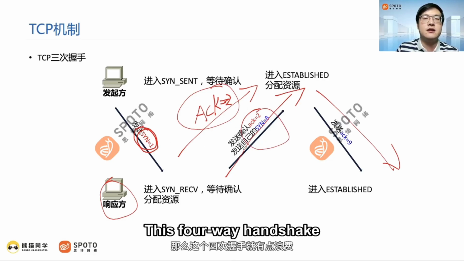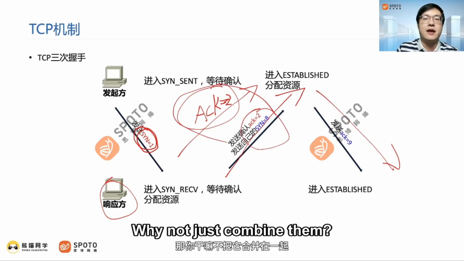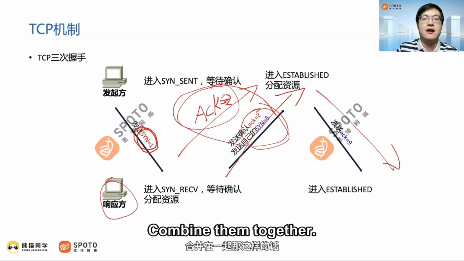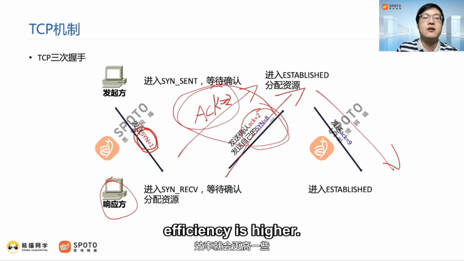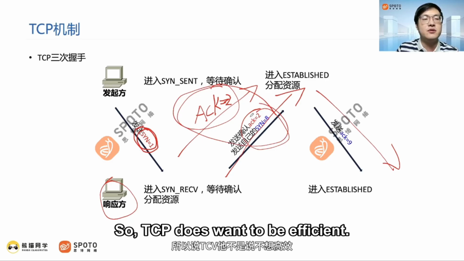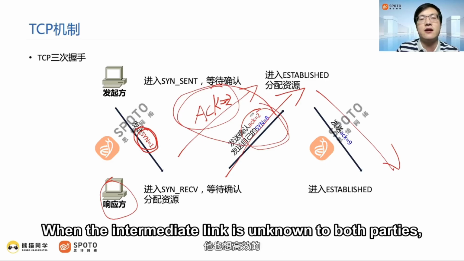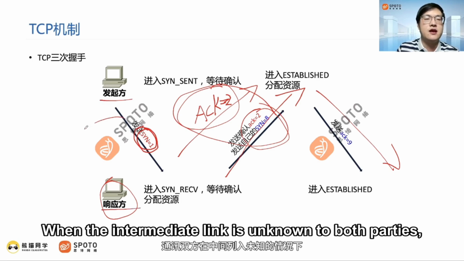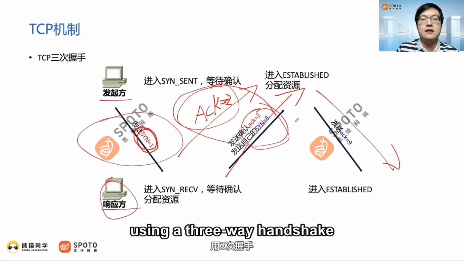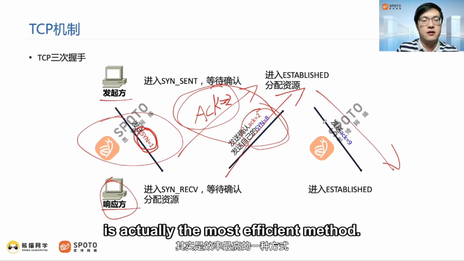This 4-way handshake is a bit wasteful, right? Why not just combine them? Combine them together, and in that case, efficiency is high. So, TCP does want to be efficient. It also wants to work when the intermediate link is unknown to both parties. Using a 3-way handshake is actually the most efficient method.